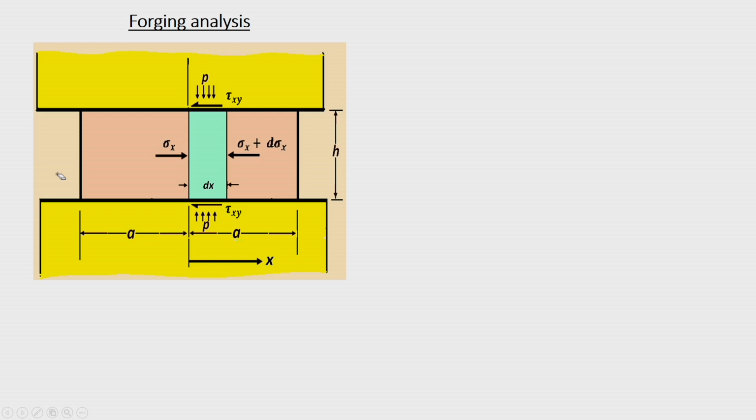So, what will happen is that when the metal is trying to move towards the side, this leads to the development of frictional force at this interface region. At the die workpiece interface, there will be frictional forces, and we can say that this tau xy is the frictional force. This frictional force will be opposing the lateral movement, so it will be directed towards the center line. On both surfaces these frictional forces come into picture.